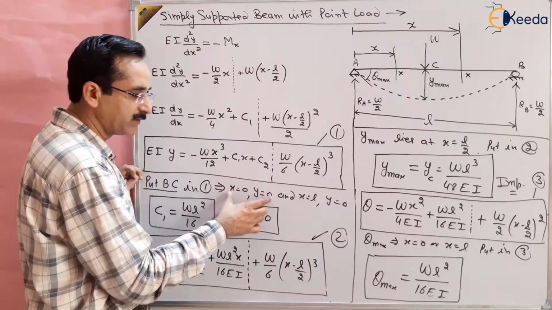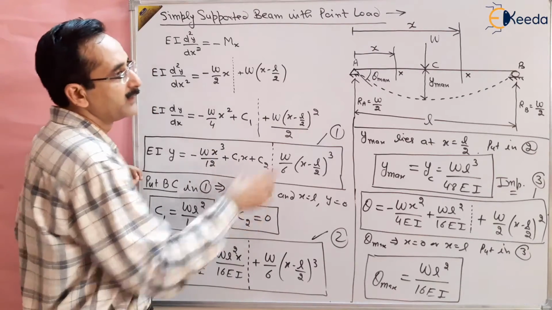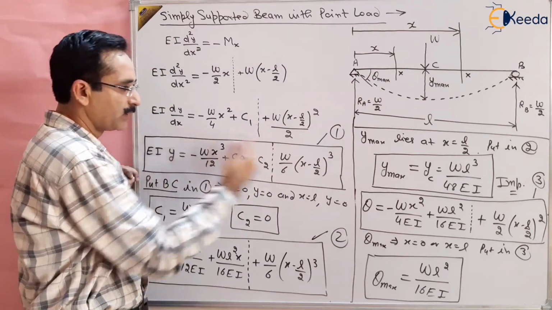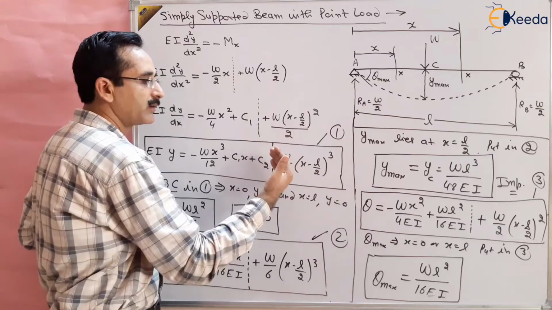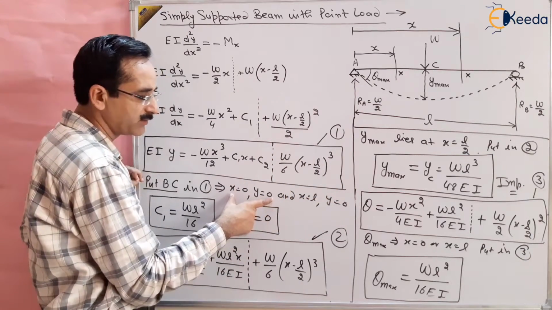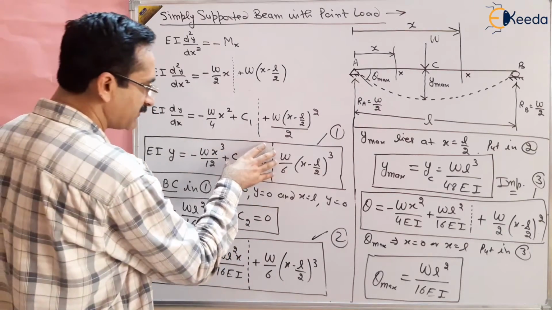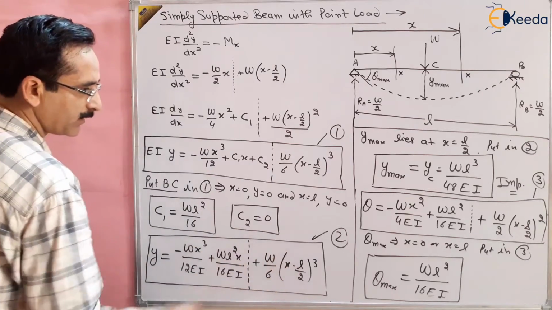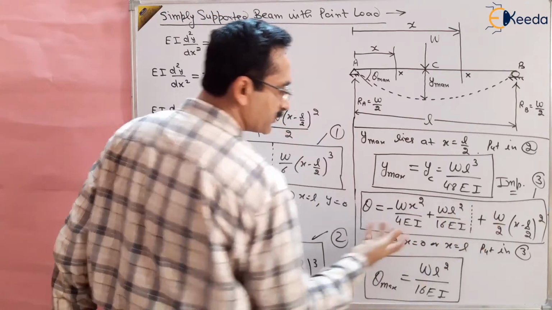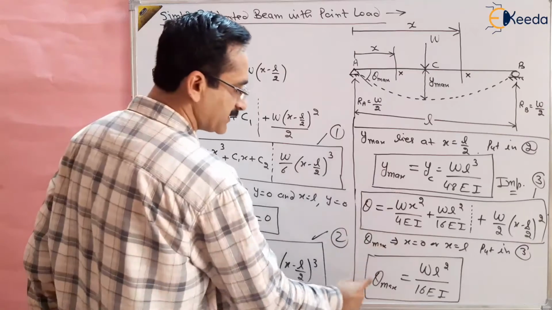When you put x equal to 0, y equal to 0, this is valid between A to C, because this point is coming between A to C, at point A. So for point A, you have to use only this equation; the right hand side of the dotted line is not required for this boundary condition. When you get C1 and C2, put them again in this equation and you will get the value of y. Put them again in the slope equation and you will get the value of theta or slope. When you get y and theta, you can find y max and theta max.